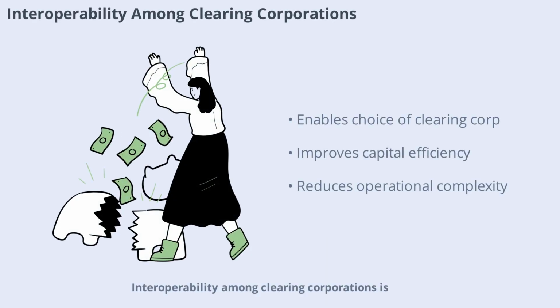Interoperability among clearing corporations is a significant advancement introduced by SEBI. This framework allows clearing members to choose their preferred clearing corporation for settling trades across multiple exchanges. By linking multiple clearing corporations, market participants can consolidate their clearing and settlement functions, leading to better capital utilization, reduced costs, and enhanced market competition. Interoperability also reduces operational complexity and aggregate exposure, making the market more efficient and resilient.